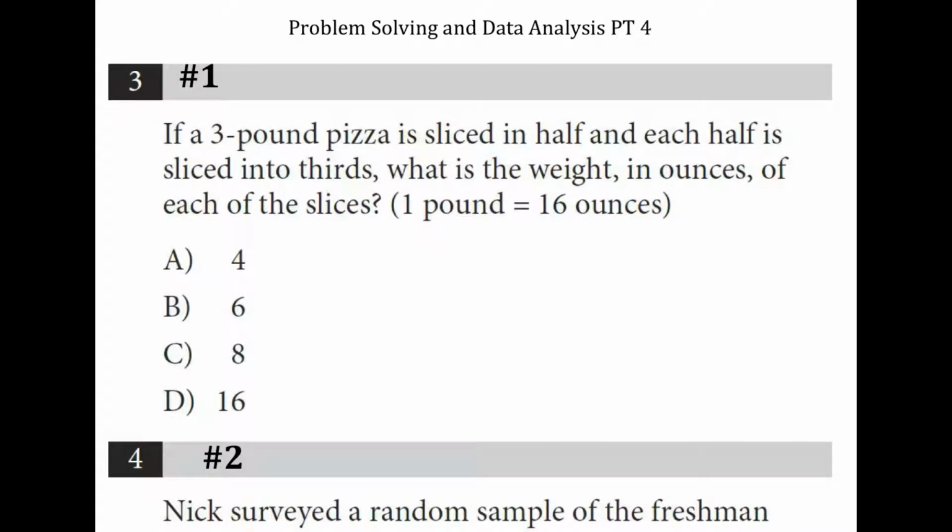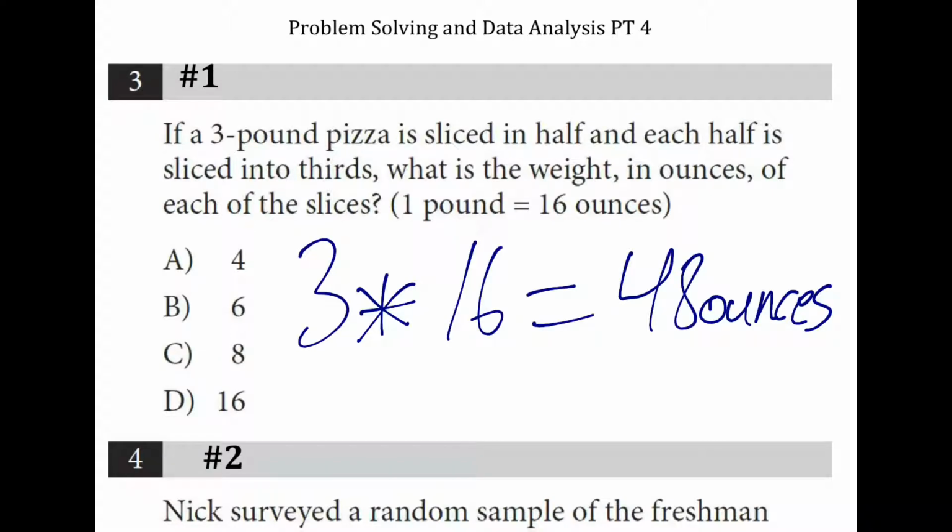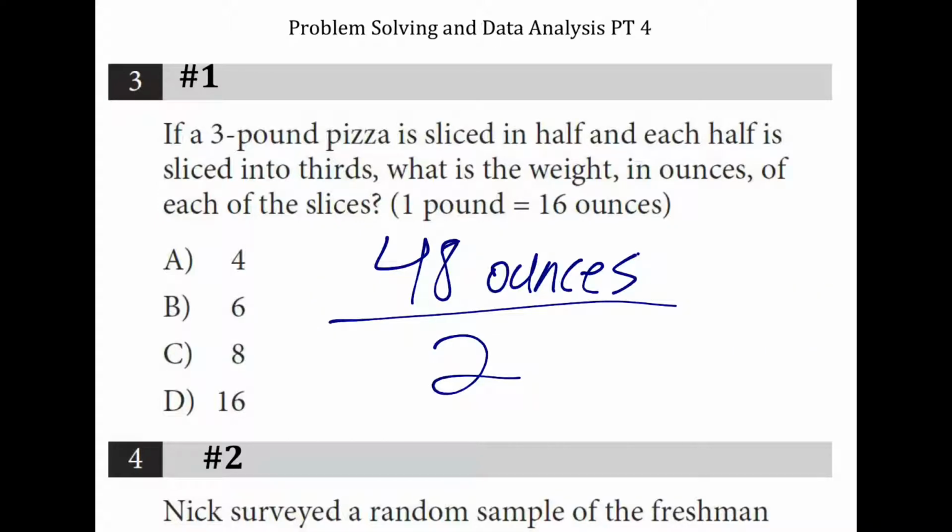Number 3. If a 3-pound pizza is sliced in half and each half is sliced into thirds, what is the weight in ounces of each of the slices, given that 1 pound is equal to 16 ounces? Well, the first step is to convert the 3 pounds into ounces. So if we start with 3 and we multiply by the conversion factor of 16, we know that the total pizza weighs 48 ounces.